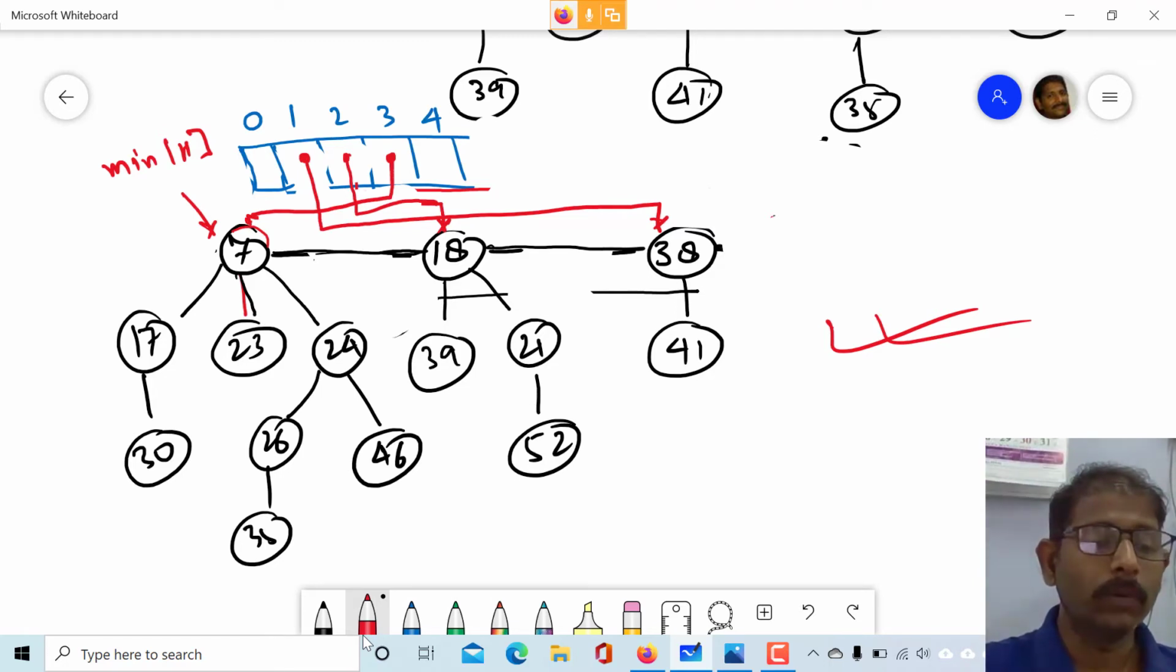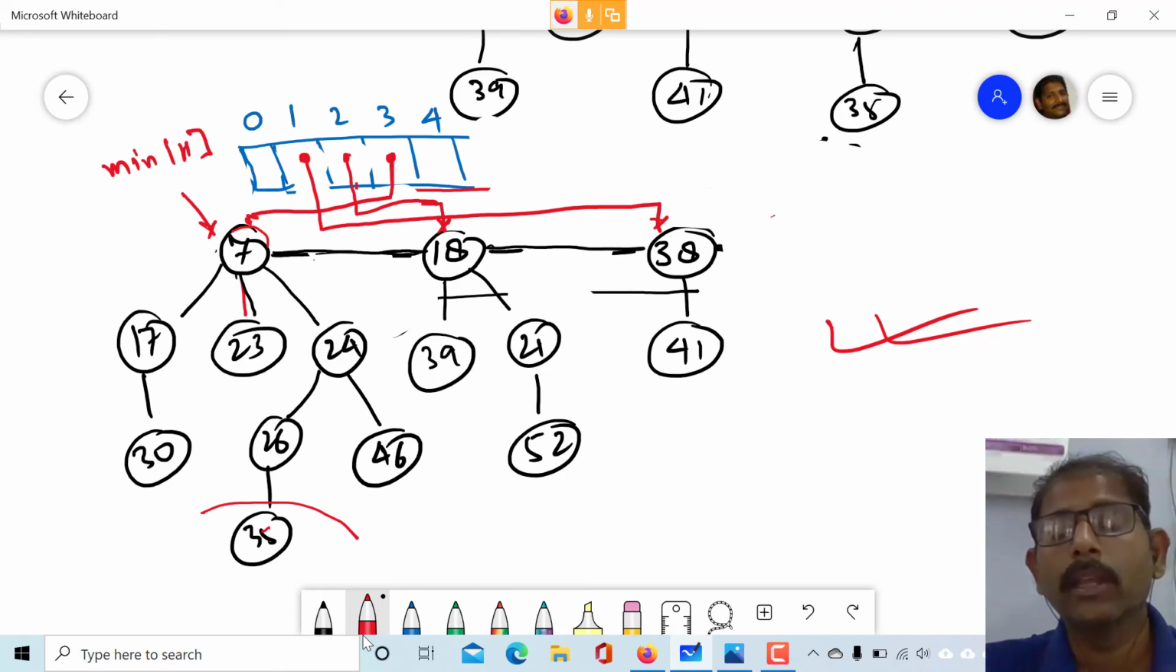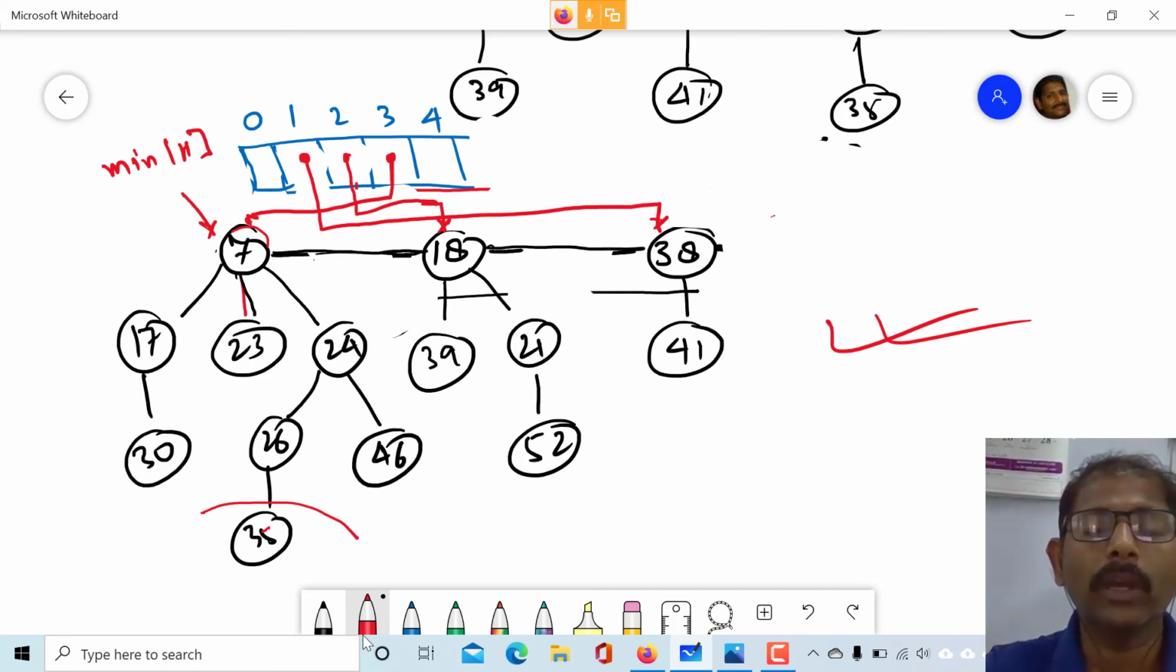Suppose you want to delete one node. Okay, I'm just performing the deletion operation. Suppose you want to delete this node, then this 26 will be marked here because 26 has lost a child. Okay, in this way you can understand the concept of a marked node here.